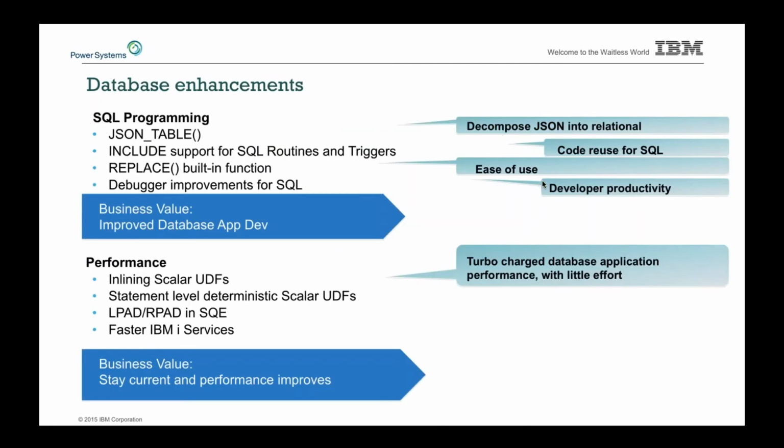From an overall database perspective, and then we'll dive into JSON for a little bit, our big item for this TR is our JSON tables. We also added include support for SQL routines and triggers. There's a replace built-in function, as well as improvements to the debugger. So if you have embedded SQL in your RPG, the debugger will deal with that much nicer now. There's also a bunch of performance updates. We're continually looking at how we can make our queries and our database information access work better.